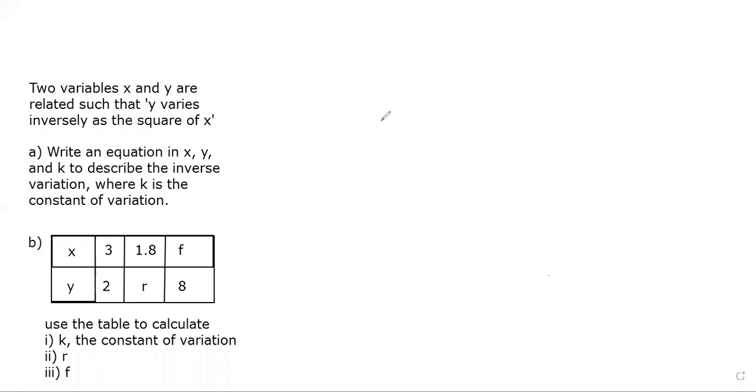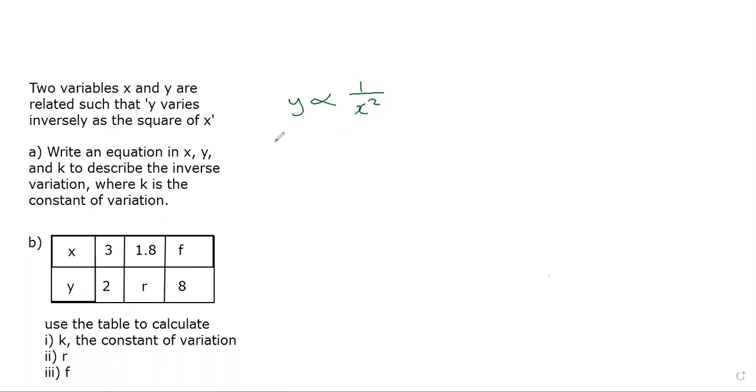Hello everyone, we are solving this problem. We have two variables x and y, and they're related such that y varies inversely as the square of x. So we can write this: y is directly proportional to 1 over x squared. That's what it means. Y varies inversely as the square of x means y is directly proportional to 1 over x squared.